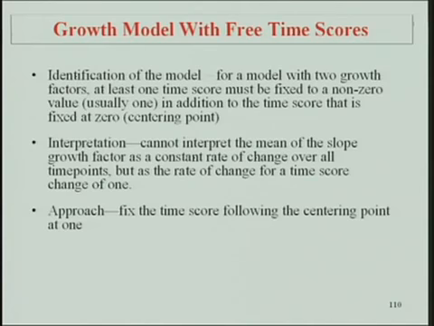So the mean of the slope growth factor is no longer a constant rate of change over all time points, but the rate of change for a time score change of 1. Now, it's not hard to say what the change is for other time points. It's essentially the difference in time scores times the mean of the slope.